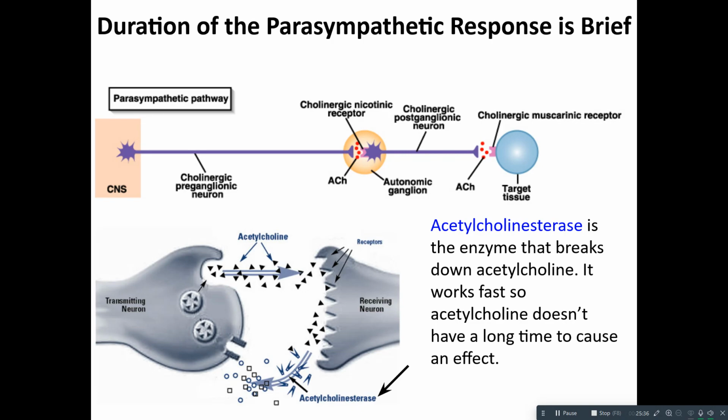Okay, another thing to consider about these two responses is the duration. The parasympathetic response is brief. Remember, acetylcholine is released onto the target organs. And the thing is, acetylcholine is quickly broken down by an enzyme in the synapse called acetylcholinesterase. So acetylcholinesterase breaks down acetylcholine, leaving not much time for the acetylcholine to impact the effector. So it's going to be a brief parasympathetic response.